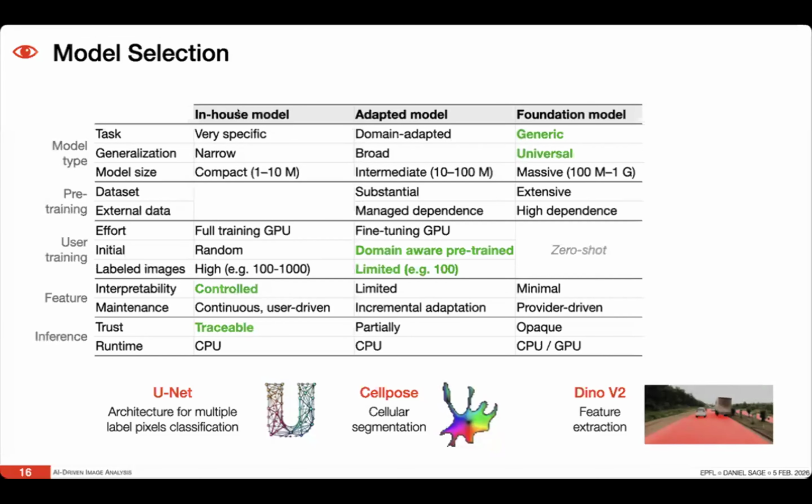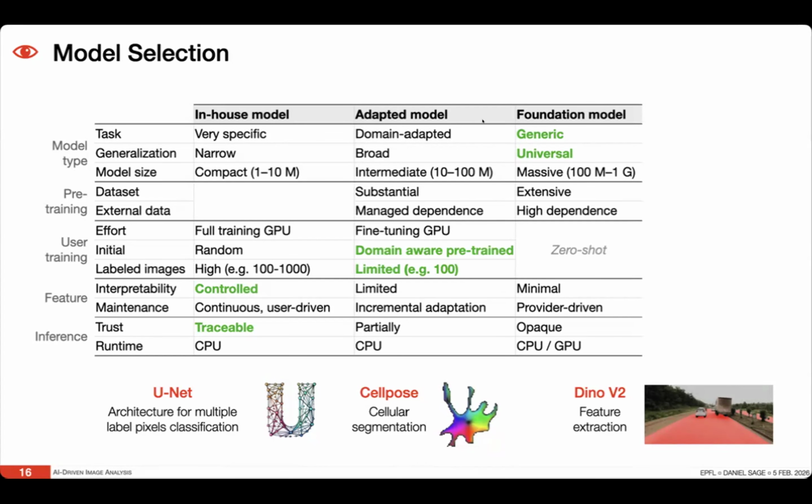In terms of the in-house model, the idea here is to have something which is very specific to yourself. That means it's very narrow in terms of generalization, but you can obtain a very compact, small model.